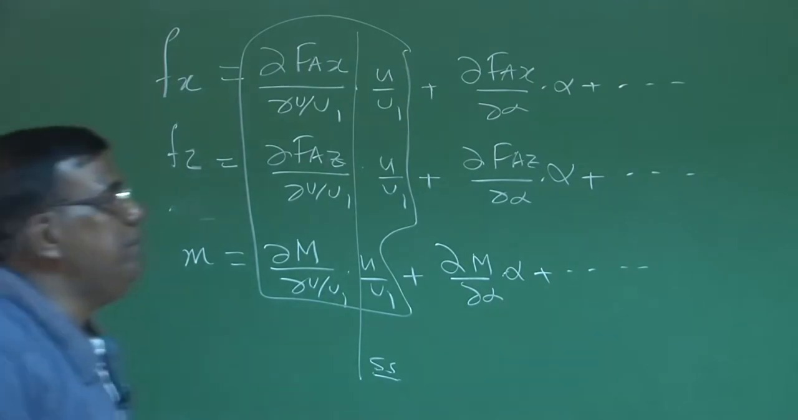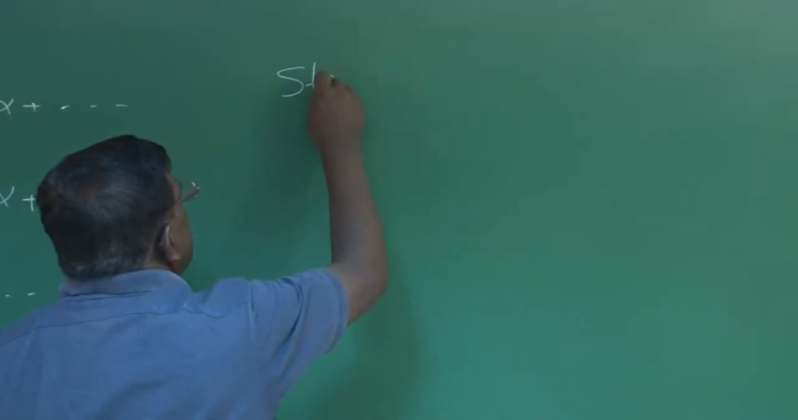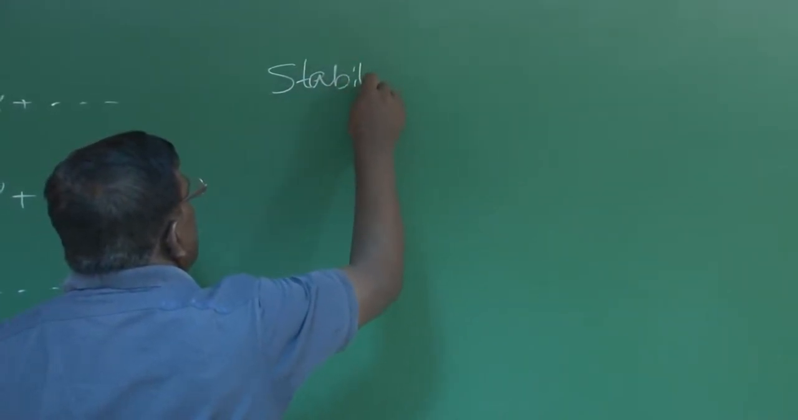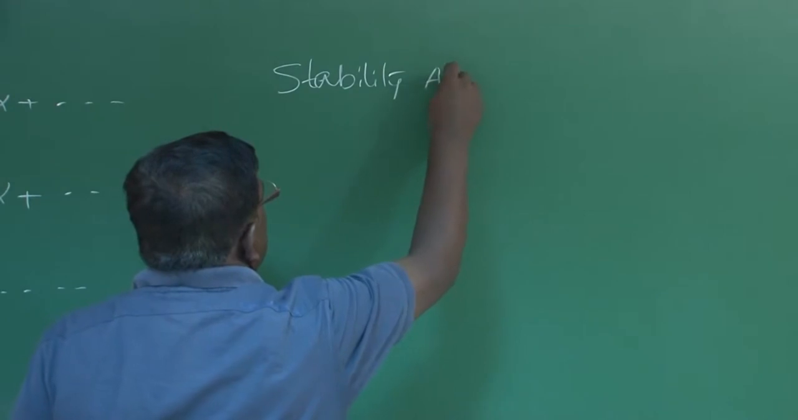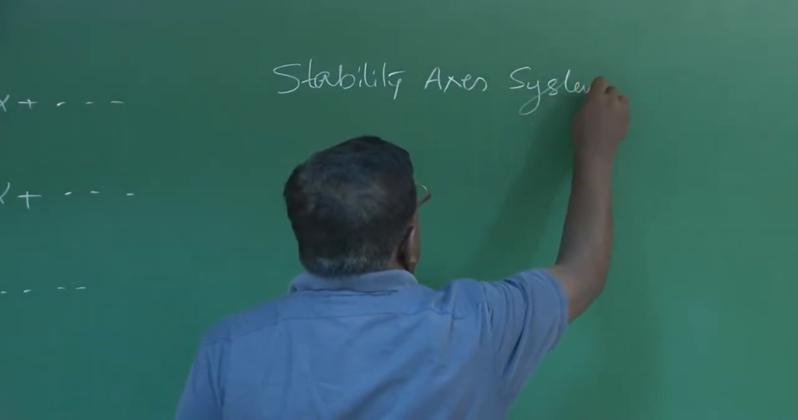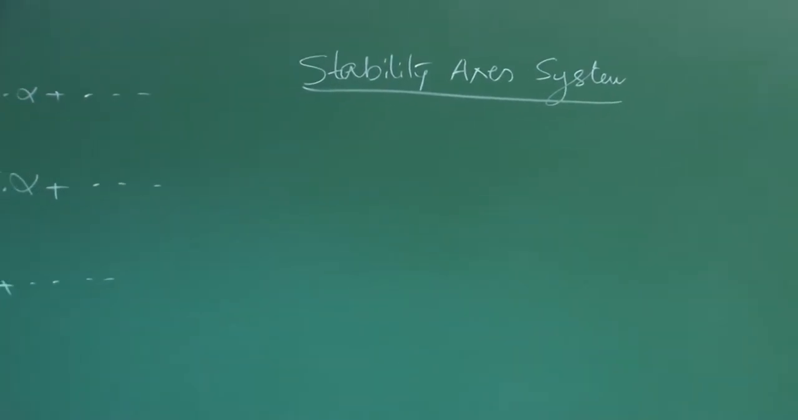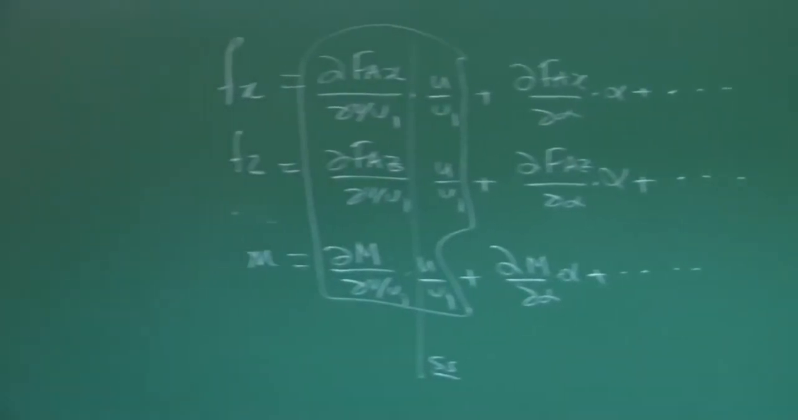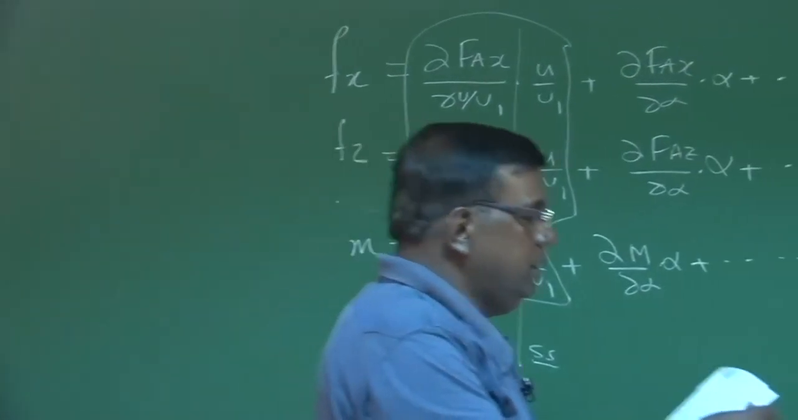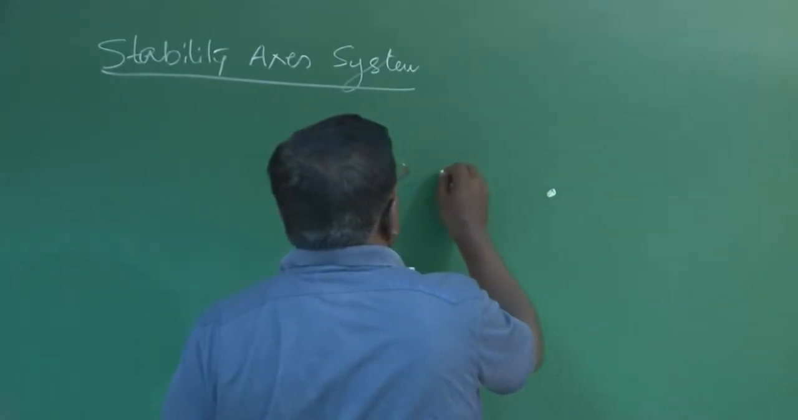And also, very importantly, we should not forget we are using stability axis system, because the perturbed equations of motion were simplified using stability axis system. So it is important we again try to understand what is a stability axis system.